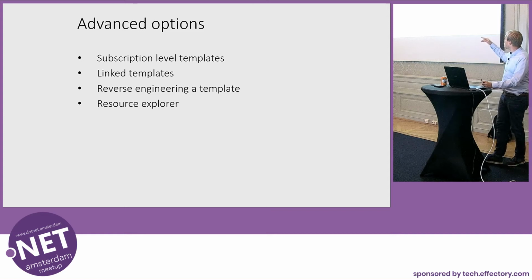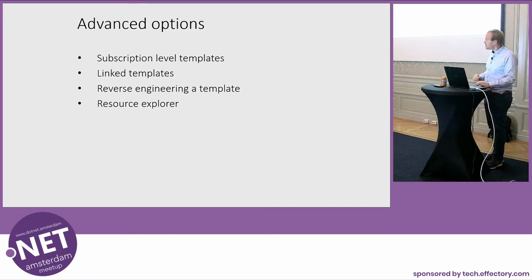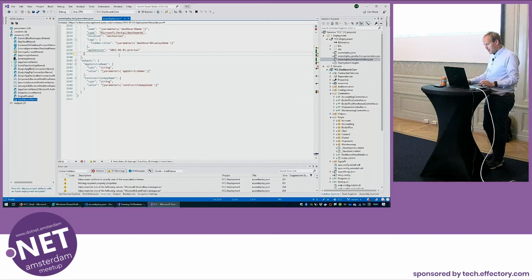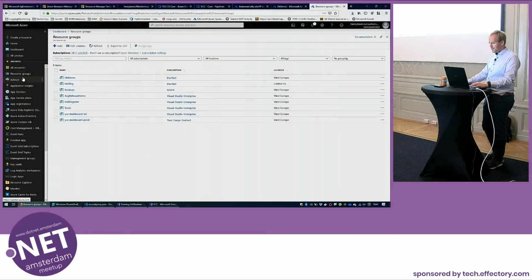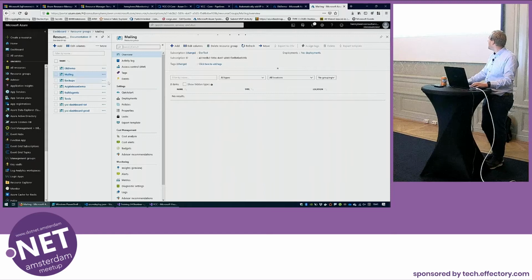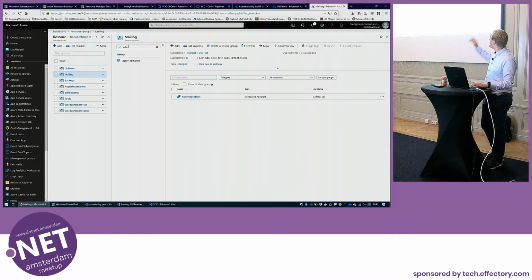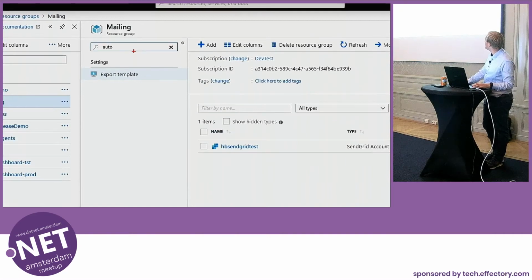Now, two other things that I will show you, because that doesn't involve JSON, is reverse engineering a template out of a resource group and the Resource Explorer. So, first of all, reverse engineering a template. When I go into Azure and I go to any resource or resource group, let's do this one because it's fun. There is a thing that's being renamed all the time. It used to be named automation, but now it's called export template. And you see it still works when I search for automation. So that's really awesome.